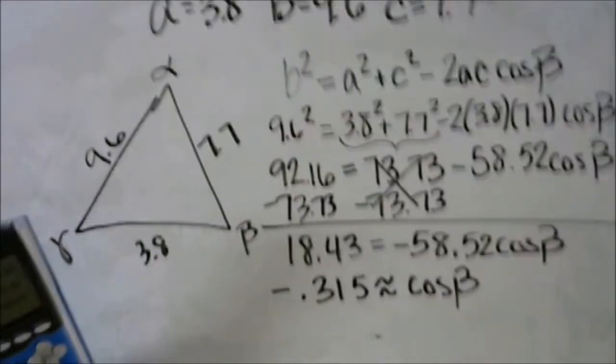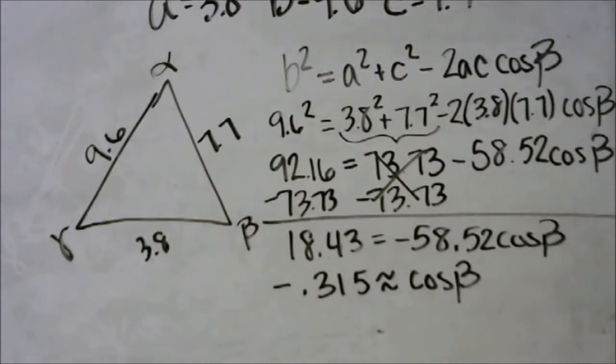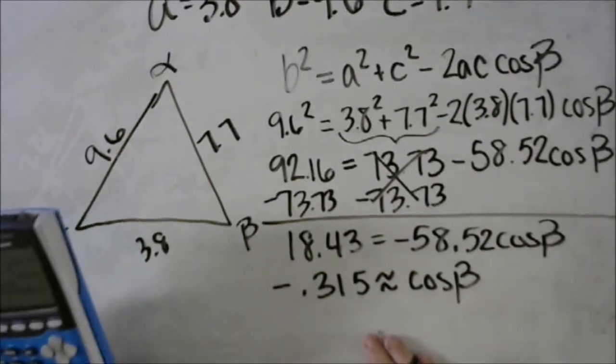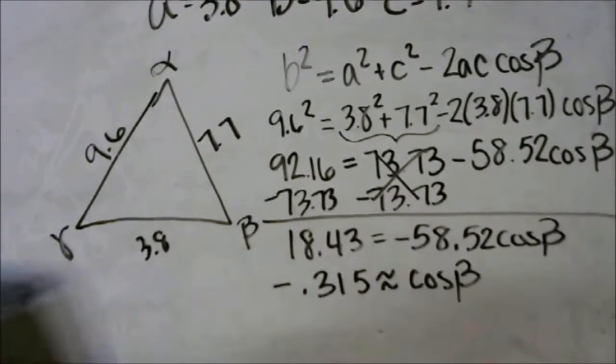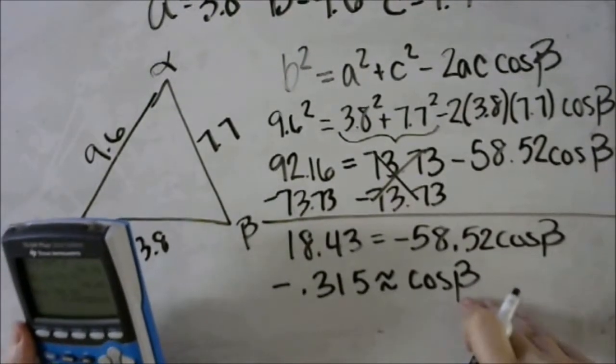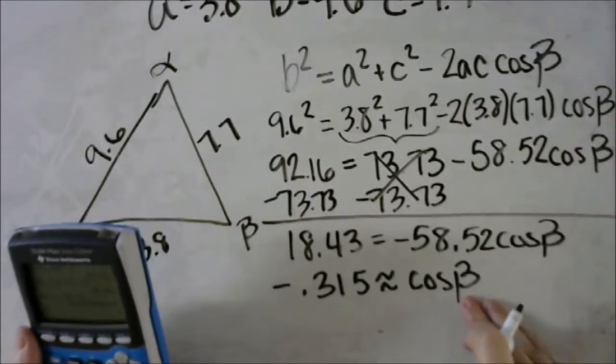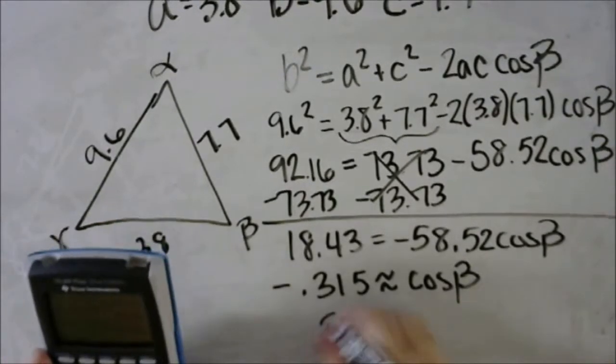So it's at this point where you may forget how to find beta. We're looking at an equation. We've gone as far as we can. How do you get the angle out of a trigonometric function? By using inverse trigonometry.